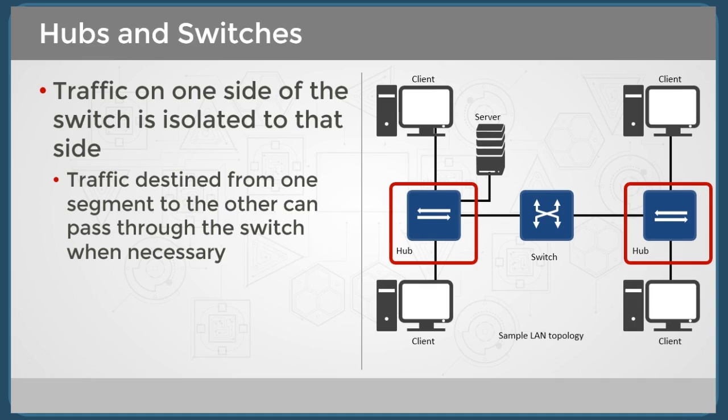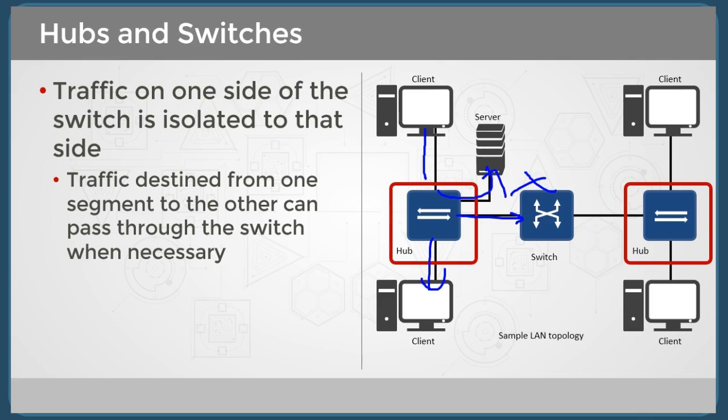The switch can be used to isolate these two segments from each other because the switch sees the MAC addresses. So if a packet from the client in the top left is destined for the server, it will not forward that packet over to the right-hand side. So you isolate these two segments from each other. It's noisy within each segment, but at least quiet between them.